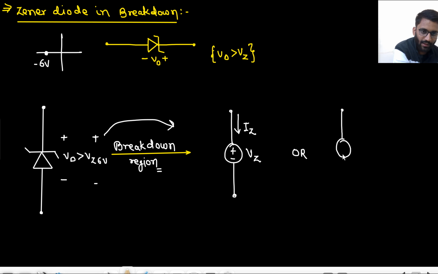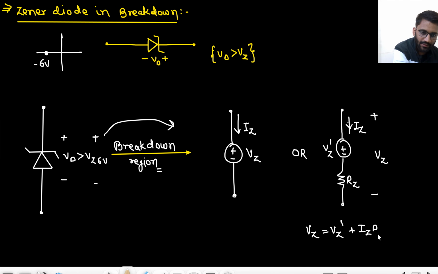So a battery and a resistance RZ. Okay. And the current flowing is IZ. And this total voltage would be Vz. So let's just call this potential Vz dash. So Vz would be Vz dash plus Iz RZ.